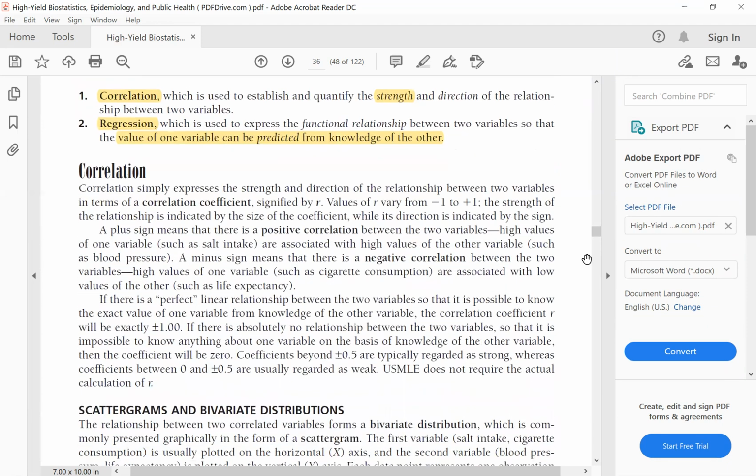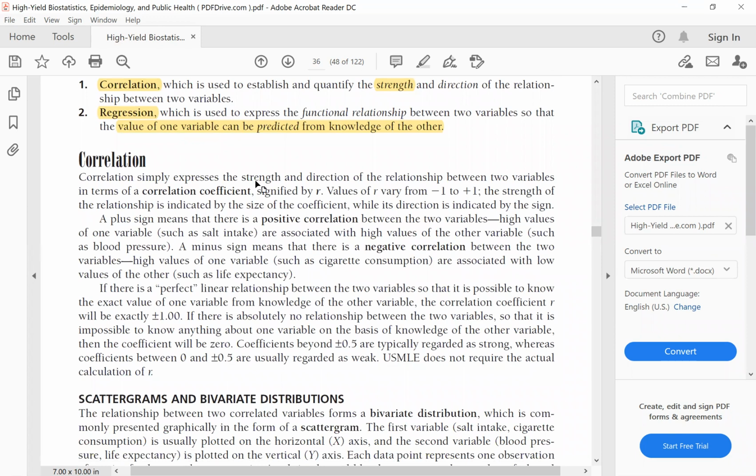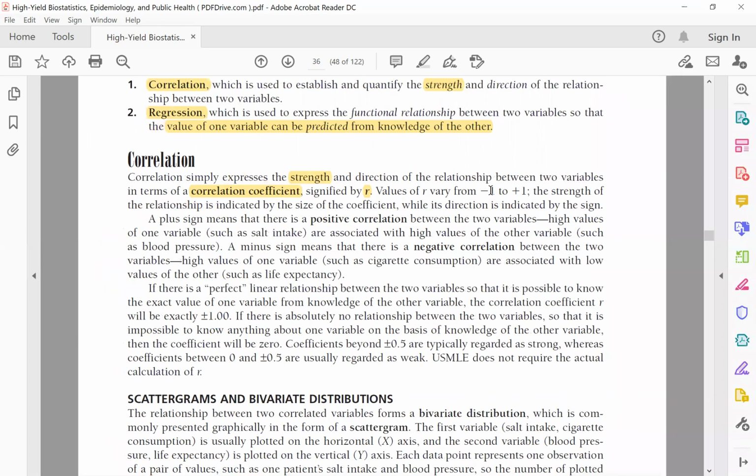So correlation simply expresses the strength and direction of the relationship between two variables in terms of a correlation coefficient, signified by small r. Values of r vary from -1 to +1. The strength of the relationship is indicated by the size of the coefficient, while its direction is indicated by the sign. So the strength of the relationship is indicated by the size, whereas the direction is indicated by the sign.